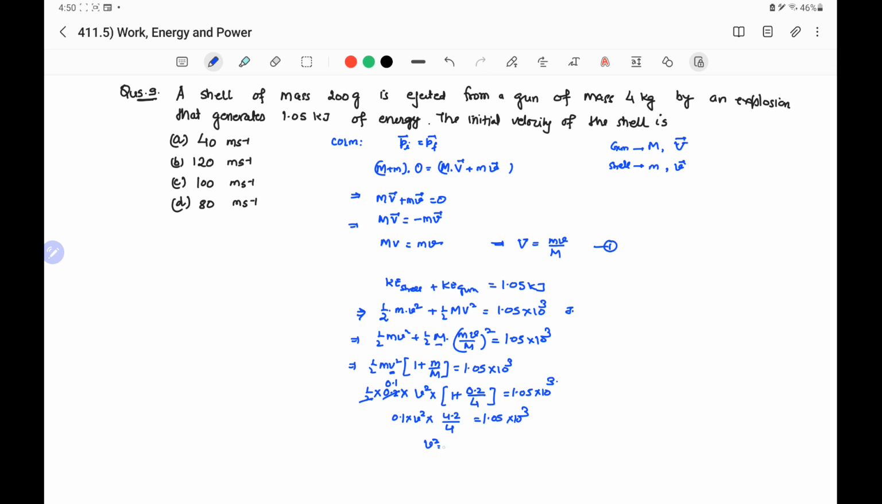So v square will be equal to 1.05 into 10 raised to the power 3 into 4 divided by 0.1 into 4.2. Multiplying 1.05 by 4, it will be 4.2 into 10 to the power 3 by 0.1 into 4.2. 4.2 gets cancelled, and if we take the 0.1 into the numerator, it becomes 10 to the power 3 into 10, or it is equal to 10 to the power 4. So v will be the square root of 10 to the power 4, that will be equal to 10 raised to the power 2, or 100 meter per second. So option C is the correct option.